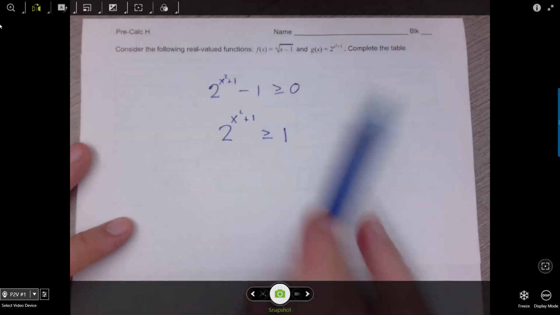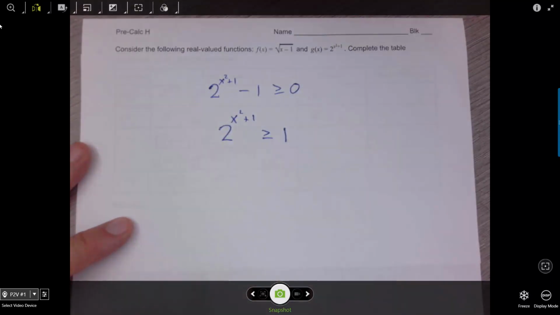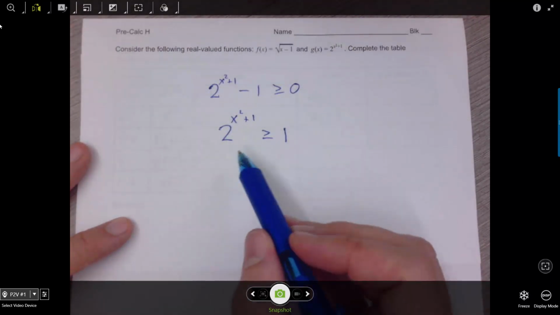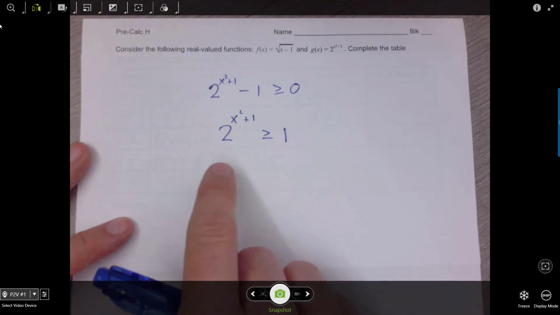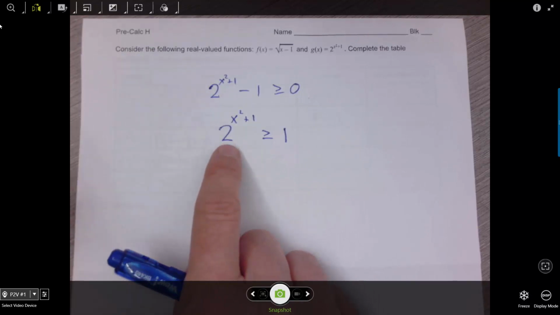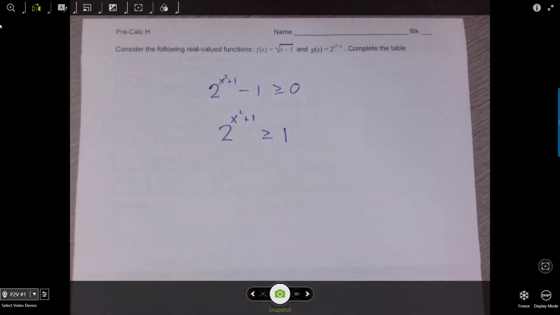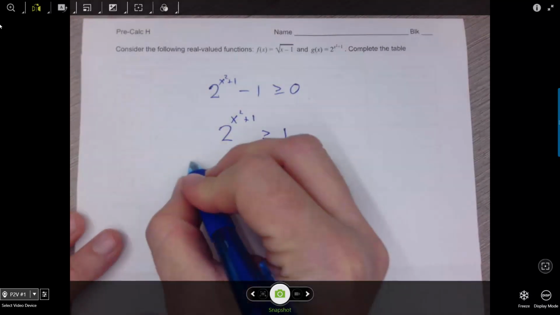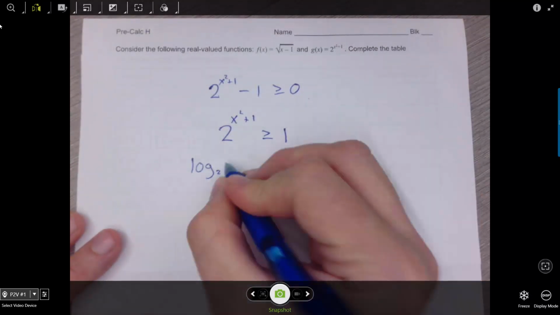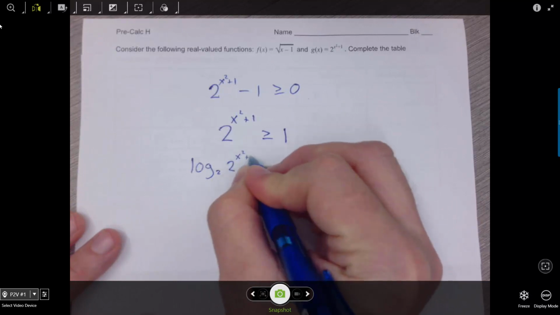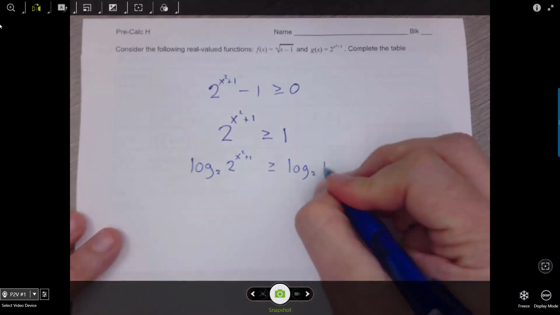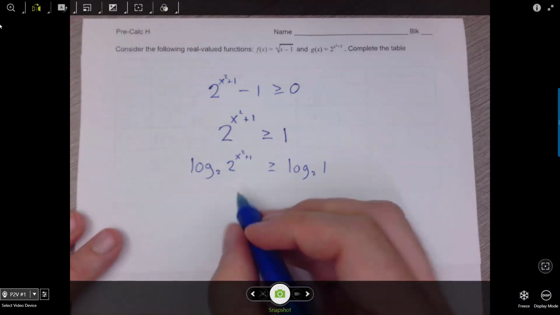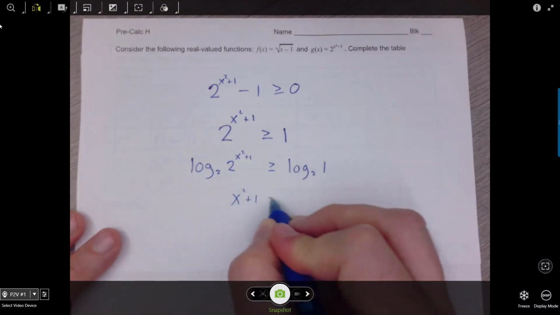So let's move the 1 to the other side by adding 1 on both sides. I think in Algebra 2 trig, you were told that if you want to isolate the expression with x, and it's in an exponent, you've got to undo that exponential somehow. And the inverse of exponentials are logarithms. So maybe what you're going to do is take the log base 2 of this expression, and you've got to do it on both sides. So here, these are going to undo each other, so we've got x squared plus 1.